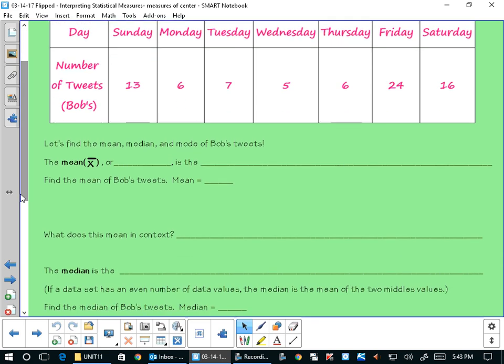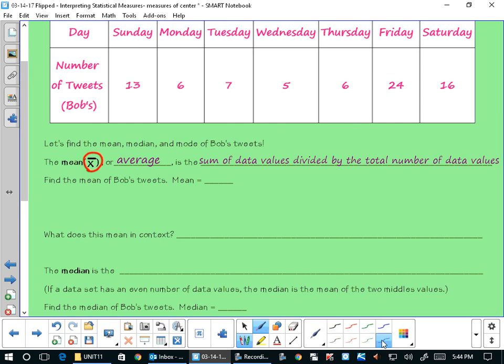Okay, so the mean, which a little symbol that might be new is this x with a bar over it. Okay, so x bar means the mean. The mean, or average as you hear it referred to often, is the sum of data values divided by the total number of data values. So the sum divided by the total number. So you add them all up and divide by the number of numbers. So let's find the mean of Bob's tweets.